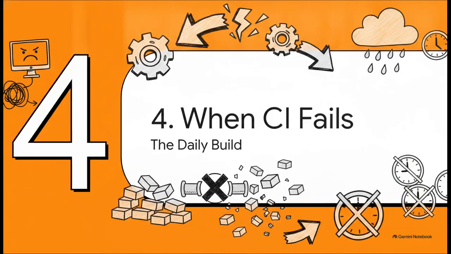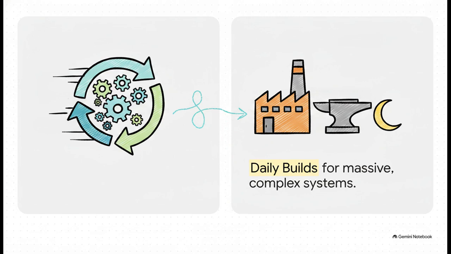But what happens when reality clashes with theory? Let's get into Section 4, when continuous integration fails. Continuous integration sounds like a dream, right? But we have to compare it against a fallback approach called the daily build. Why would CI ever fail?